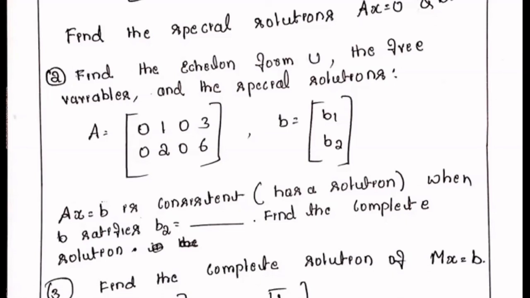Find the echelon form first, then find the free variable and the special solution, and also find the condition, and also find the complete solution. Once you find the special solution, make the free variable equal to 0, and you'll get the particular solution. You add the particular solution and the special solution, and that becomes the final solution.